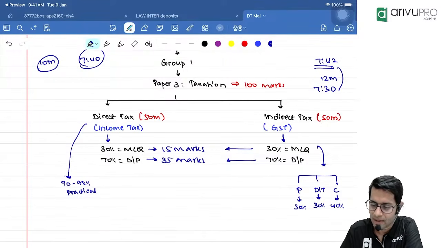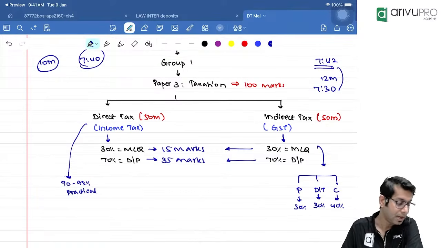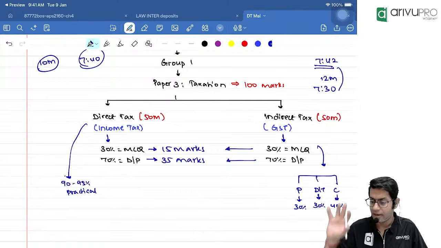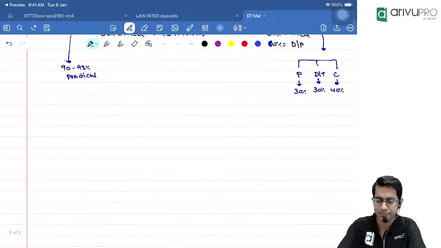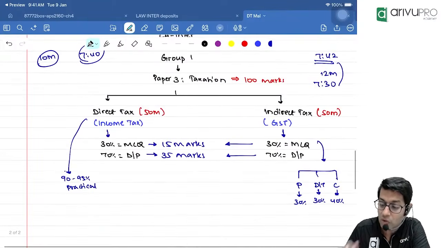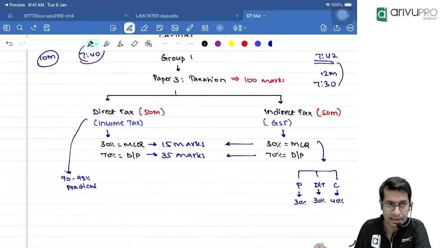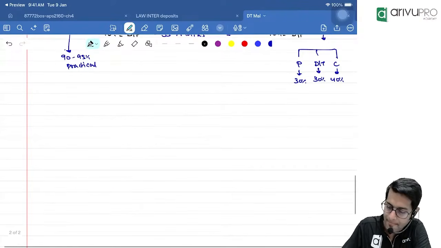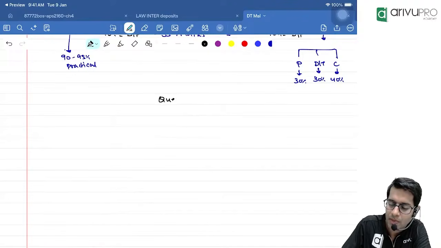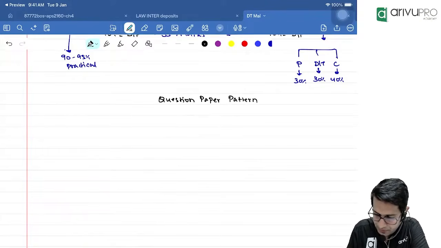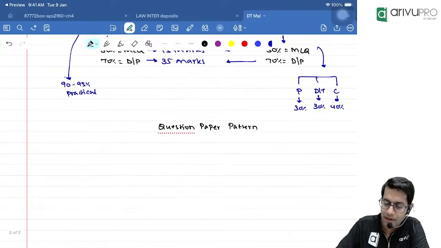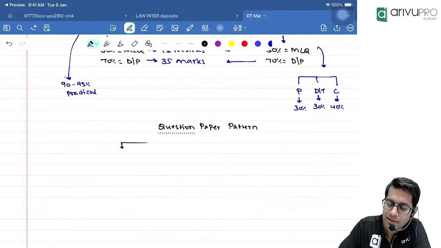So this will be your question paper pattern. How the question paper will look like, the pattern of question paper I'll tell you now. Now whatever I'm going to discuss is only for taxation. Okay. Question paper pattern. Now your tax paper will be divided into 2 parts.